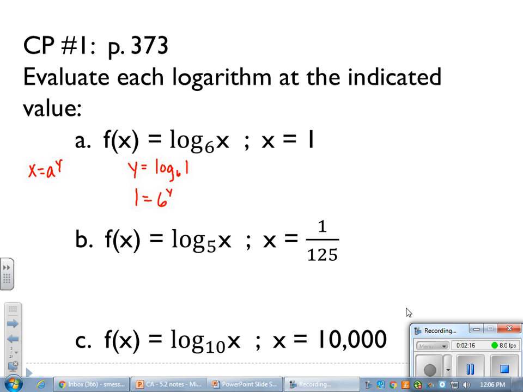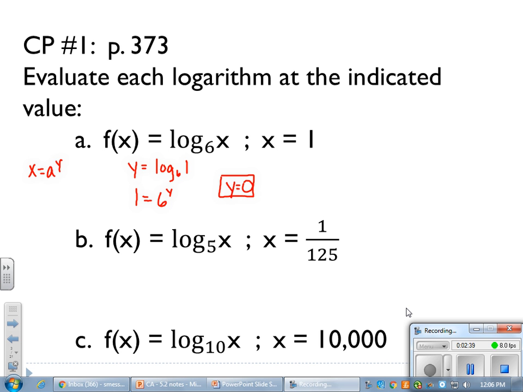Now, if 1 is equal to 6 to the y power, I'm trying to figure out what the value of my function is, or what my value of y is that's going to have this happen. You guys all know that the 0 power is equal to 1. So in this particular problem, that power, or my y, must be the number 0.